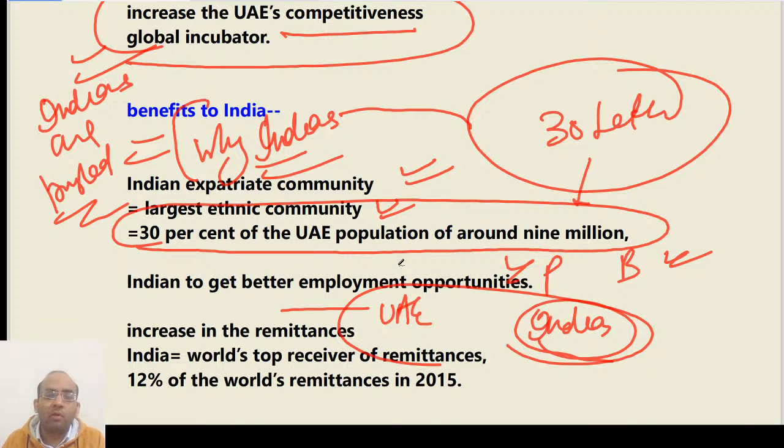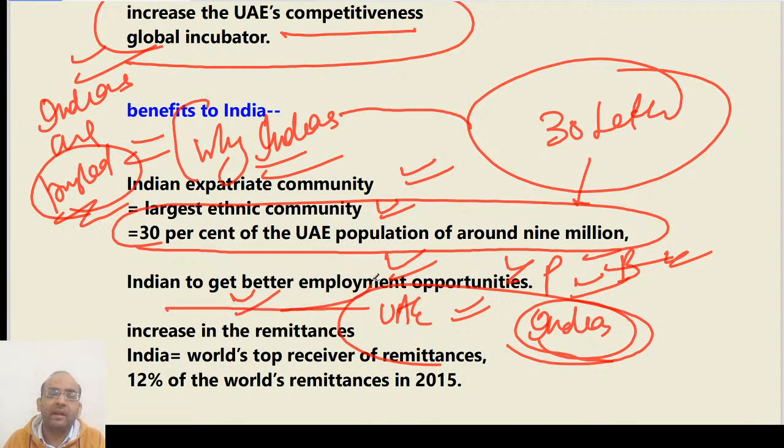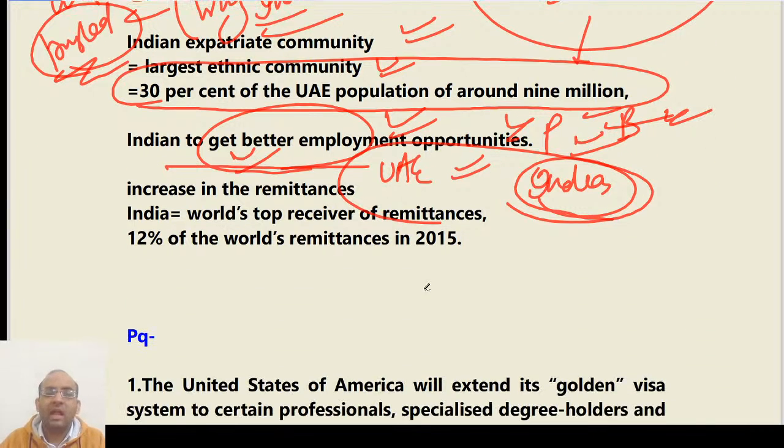That is why they would allow gurdwaras to be open. They would allow temples to be opened in UAE. They would allow the celebration of Diwali, Guru Purab, etc. Because Indians seem more trustworthy than Pakistanis and Bangladeshis. That is why they get better employment opportunities. And India would also get the benefit of an increase in remittances.